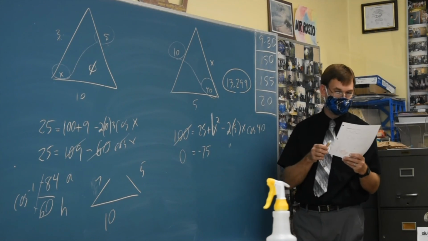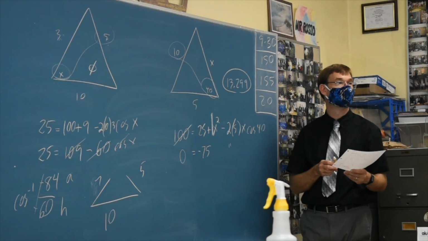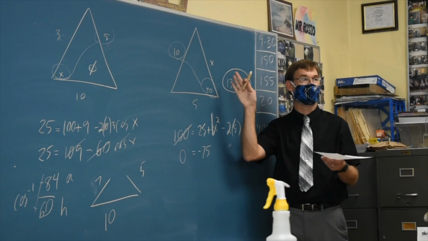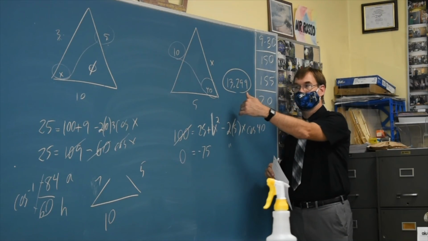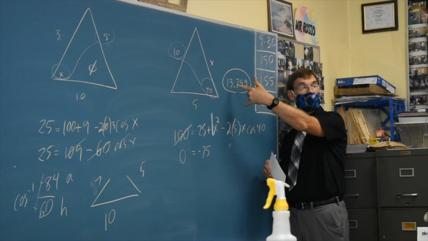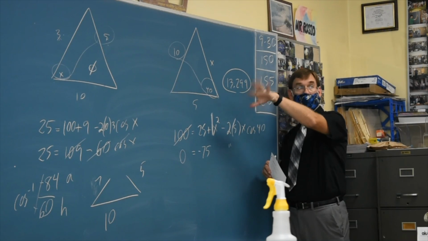But then why is the other answer useless? It's negative. Can you have a triangle that has a negative side? No, that's crazy. So if it gives you 1 positive and 1 negative, throw away any negative answers you get. What if it gave you 2 negative answers? Throw them both away.